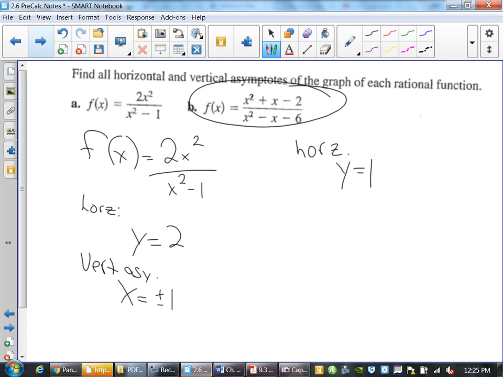Vertical asymptotes, well, I have to factor the bottom. So it winds up at x minus 3, x plus 2 when you factor it. Vertical asymptotes at 3 and negative 2.